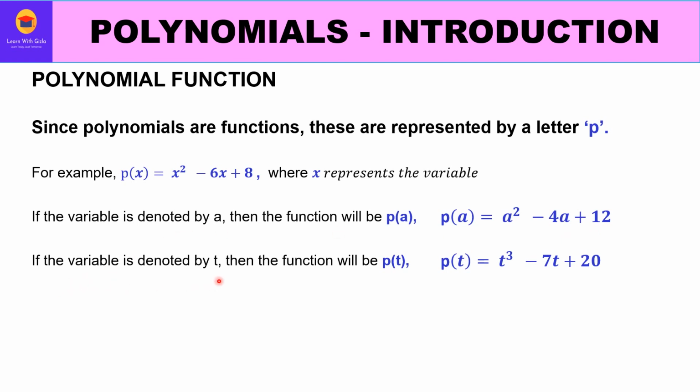Similarly, if the variable t is used, then the polynomial is a function of t, so it is represented by P(t) like this in brackets, and t cube minus 7t plus 20. So only one variable, that is t, is being used over here to write it in a polynomial form, right?